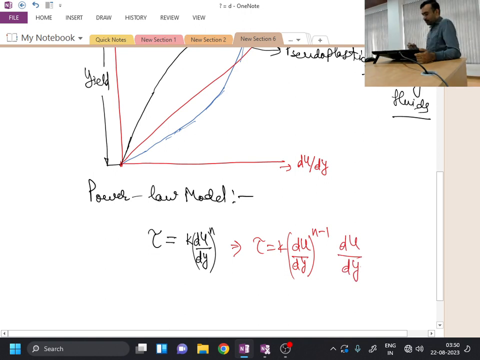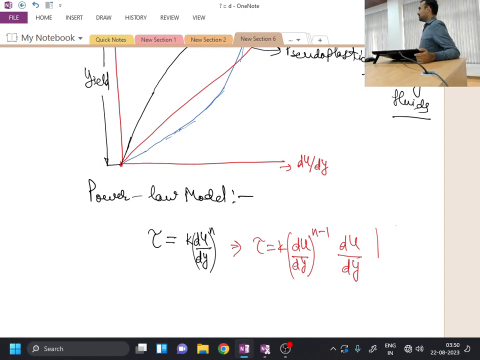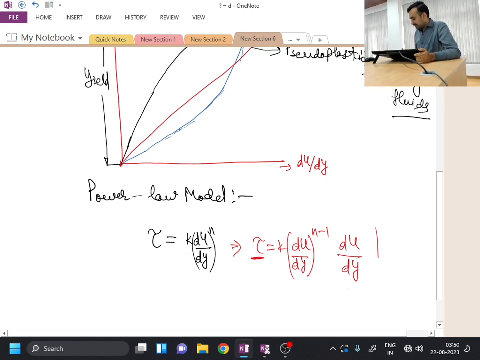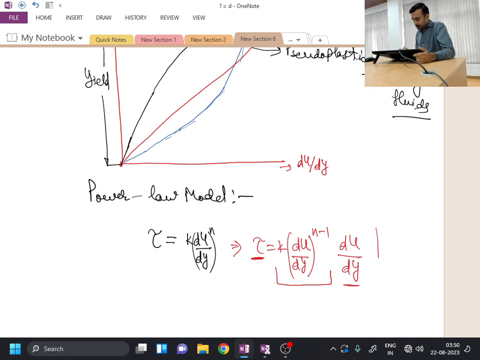Fine. So over here, what was the relationship for Newtonian fluids? Tau equal to mu times du by dy, where mu was our dynamic viscosity, which had a constant value for all shear rates. Okay, so over here, this is my shear stress, and this is the rate of shear strain or velocity gradient. So it means this entire quantity K times (du by dy) to the power n minus 1 is mimicking our viscosity. Okay, so this particular quantity we call the apparent viscosity of the fluid.